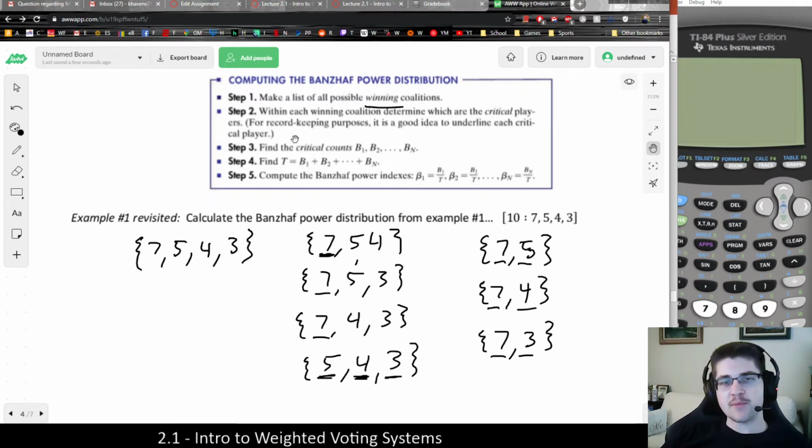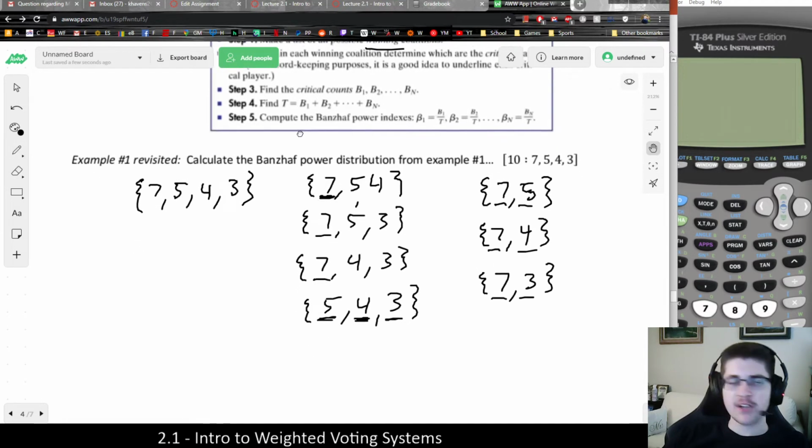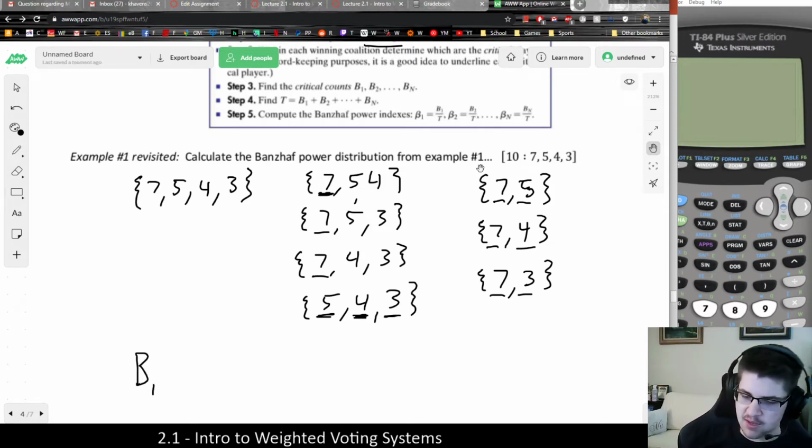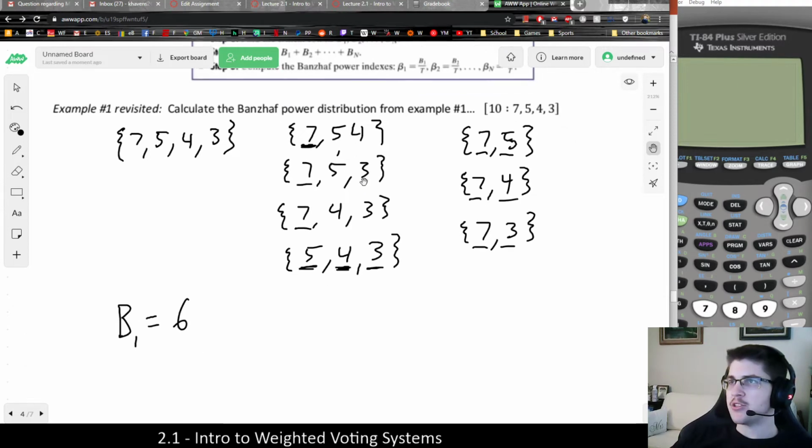Then the final 3 steps are the easiest part. Basically, it's a matter of figuring out how many times people were underlined. So player 1 was underlined 1, 2, 3, 4, 5, 6, and we use B1 to stand for the critical count for player 1. Player 2 is the player with 5 votes. They were critical once, twice, so B2 is going to be 2. Player 3 was critical once, twice.